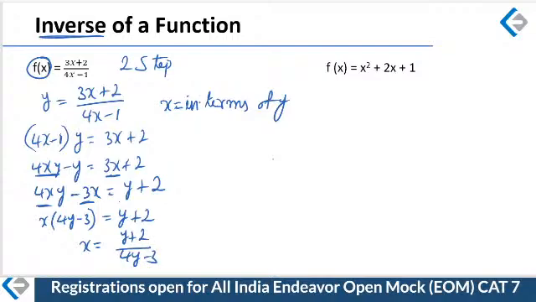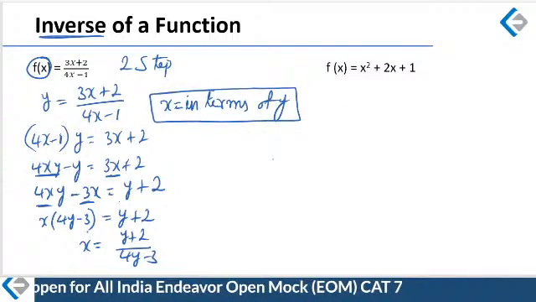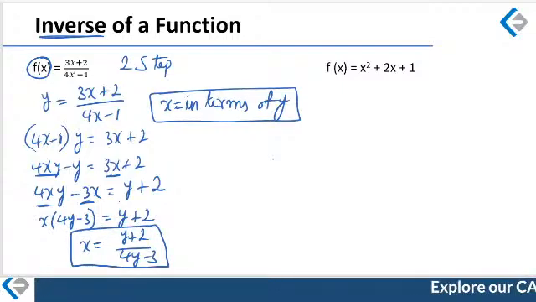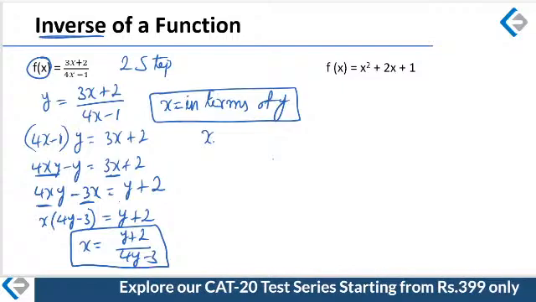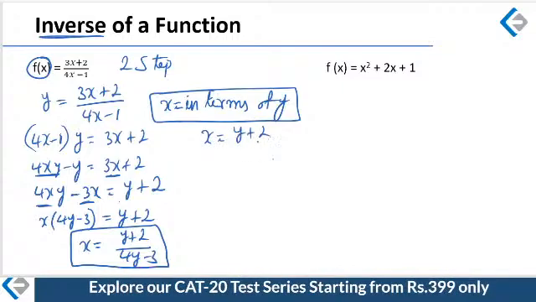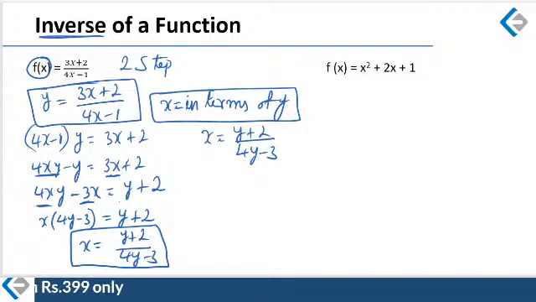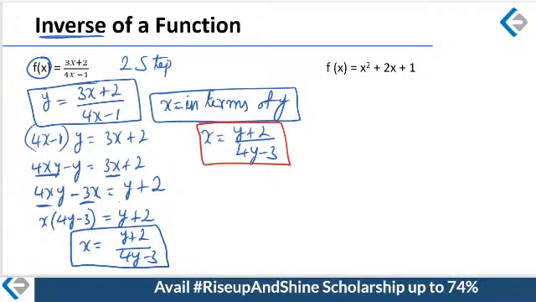Did I achieve the objective? The first step was to express x in terms of y. Did I do that? Yes, we have successfully done that. Step one is that x is equal to y plus 2 divided by 4y minus 3, which means it was given to me y is equal to something, and I ended up writing x is equal to something. That's the whole point there.